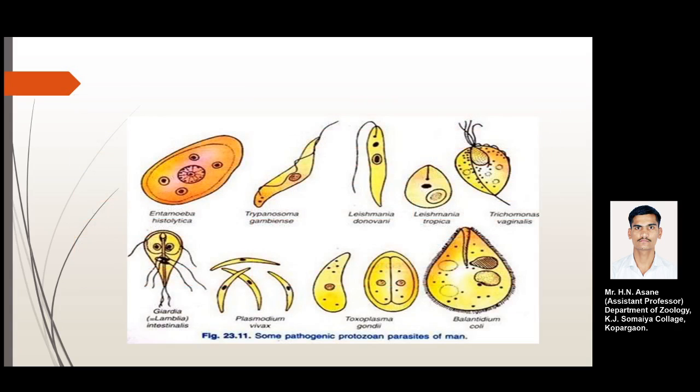So let's move towards these pictures. These are some pictures of the Entamoeba histolytica. The second one is Trypanosoma, and the third and fourth are the Leishmania, the two species. In the first row, the last one is Trichomonas vaginalis, and in the second row, the first one is Giardia. After that, the Plasmodium, and then the Toxoplasma and Balantidium. This Balantidium coli occurs in the colon region. That's why it is known as Balantidium coli, and it generally occurs when you examine the gut parasites in the chickens.